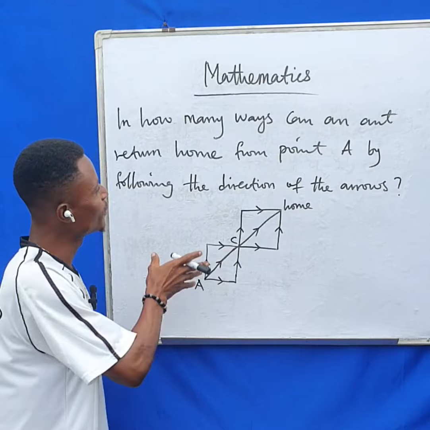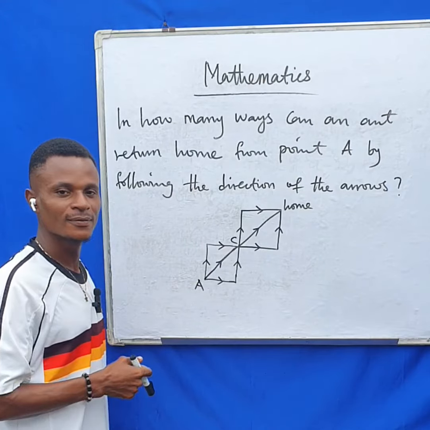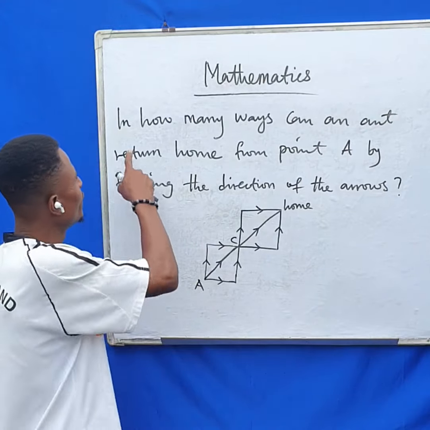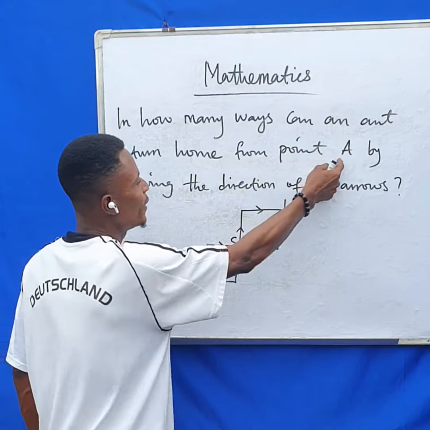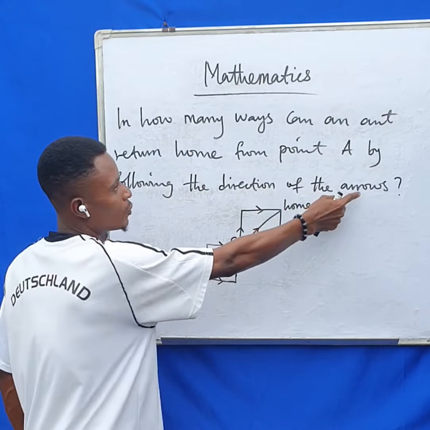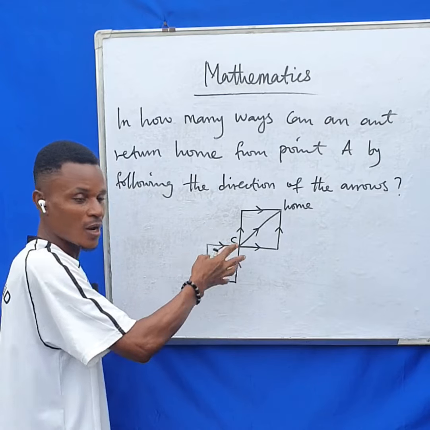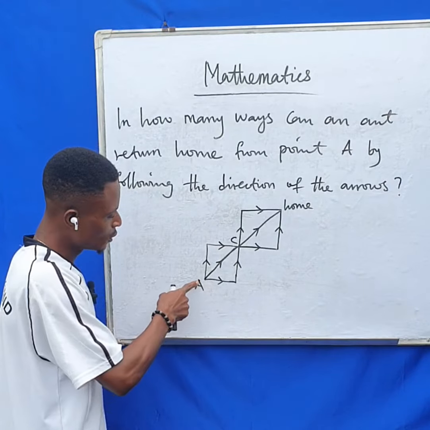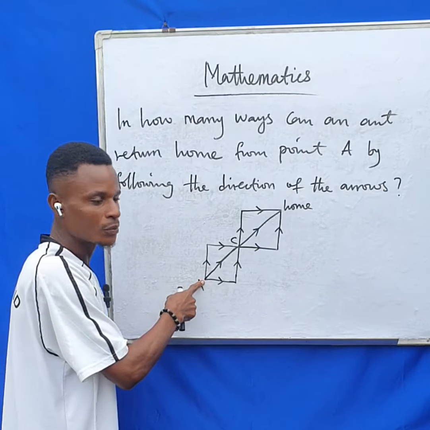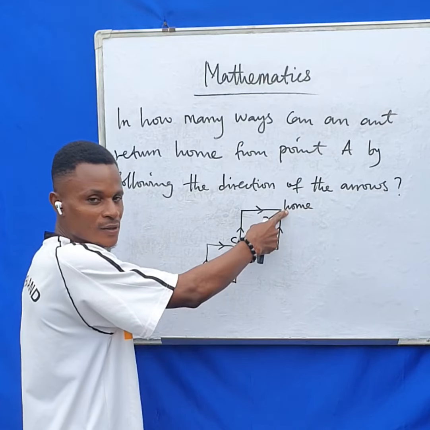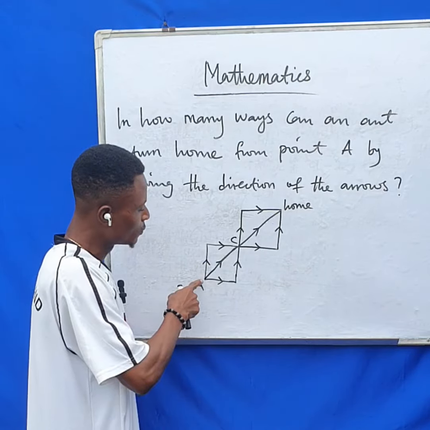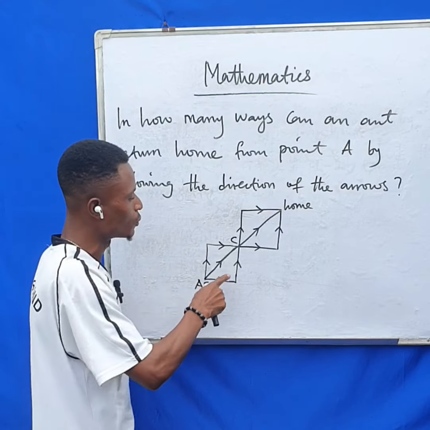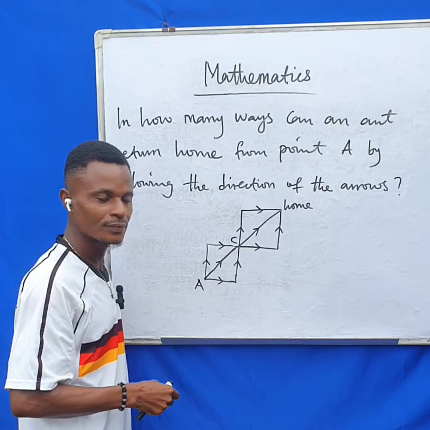Let me show you how to solve this interesting math question on the board. The question says, in how many ways can an ant return home from point A by following the direction of the arrows? And these are the arrows given. This is point A where the ant is starting from. And this is the home of the ant. So we are now asked, in how many ways can this ant follow through these arrows to get to its home?